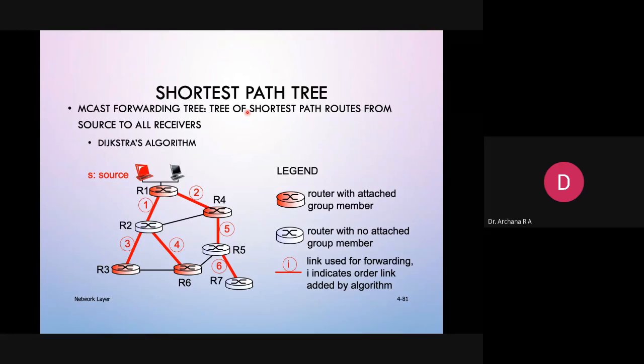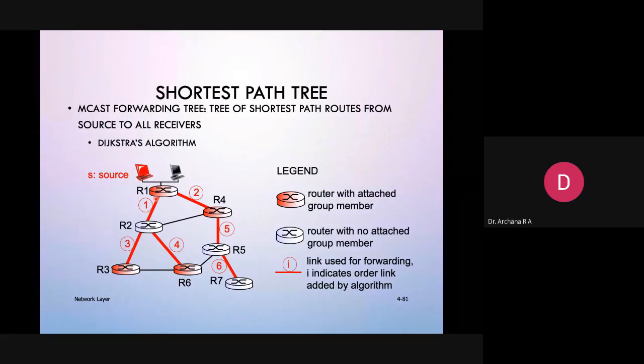The shortest path tree can be constructed using Dijkstra's algorithm. So what we have to do is apply Dijkstra's algorithm, which we have already gone through. Dijkstra's algorithm is nothing but the link state algorithm, which is called the single source shortest path algorithm. Using it, we can construct the shortest path tree.